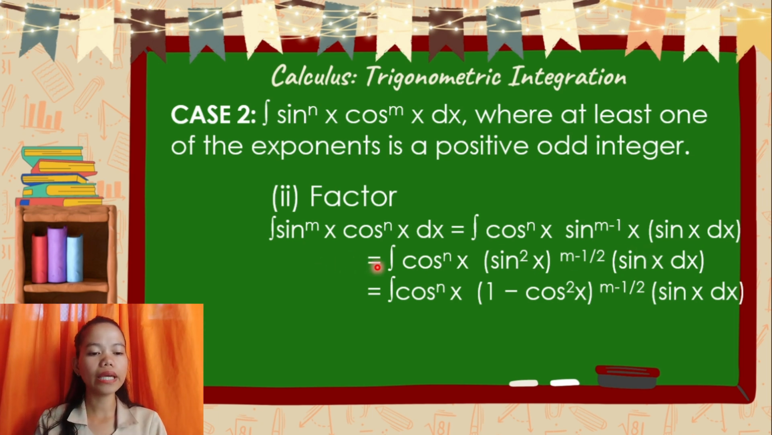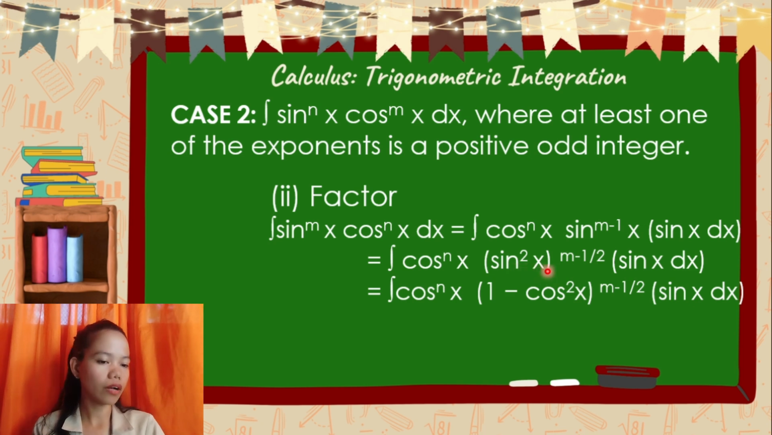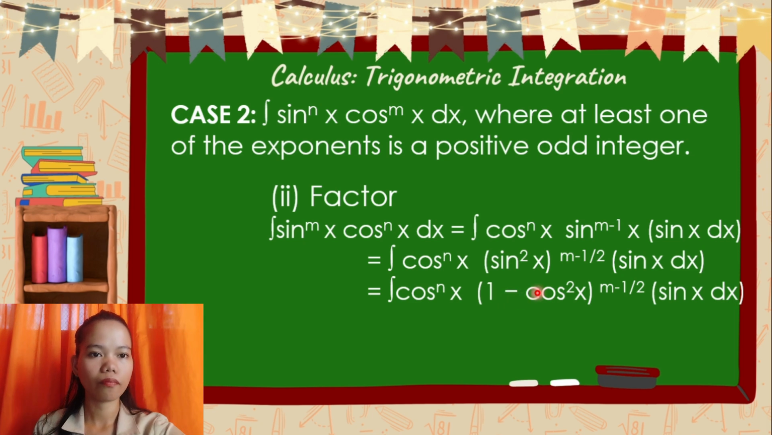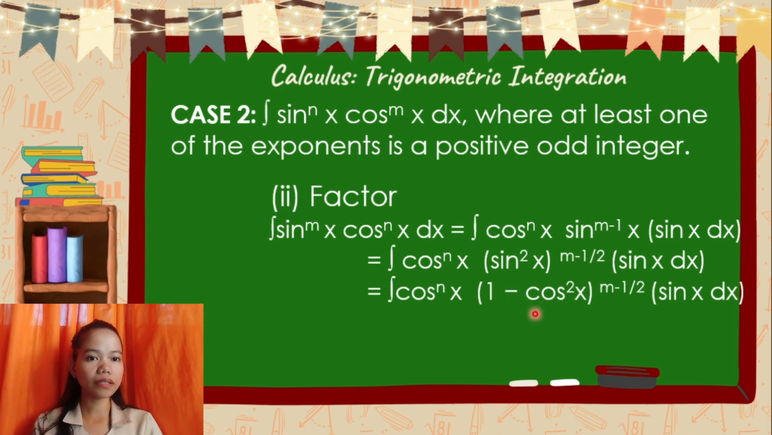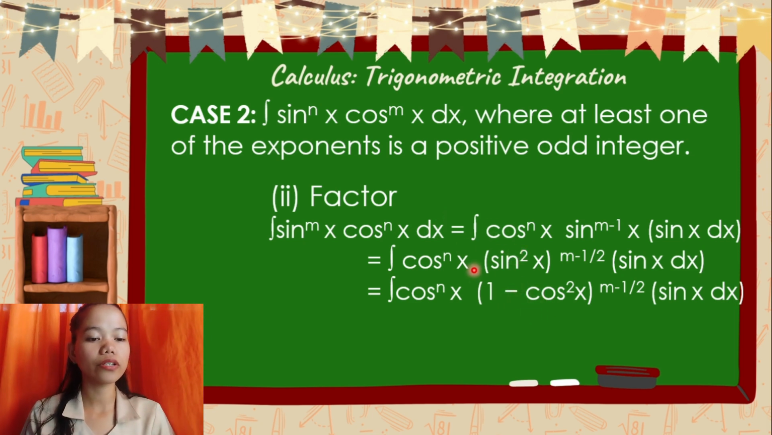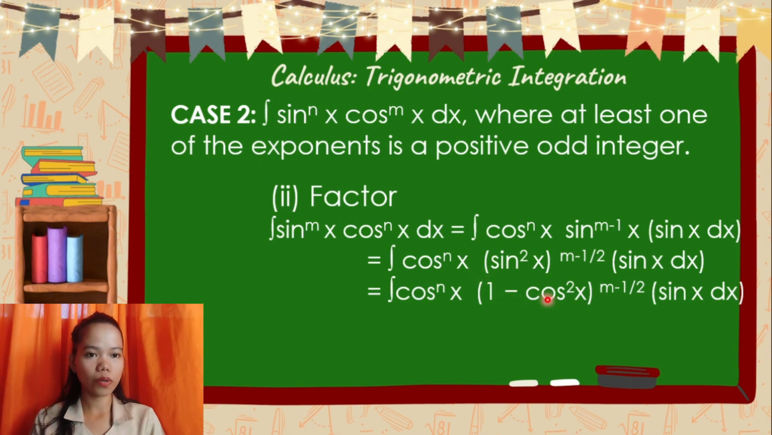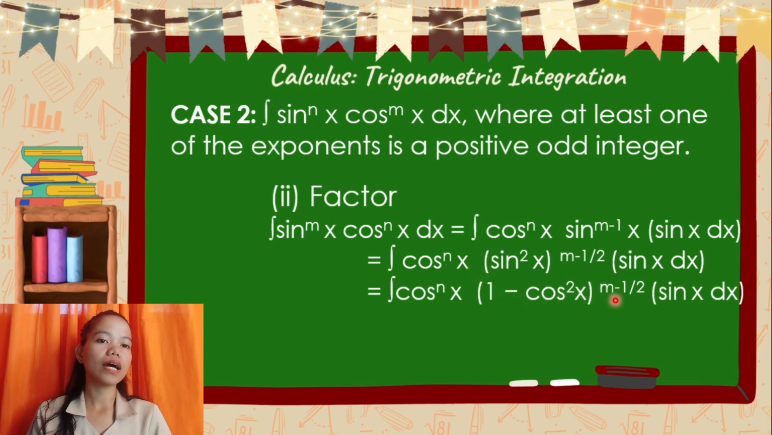Right after that, we're going to have the sine raised to the power of m minus 1 of x in the form of sine squared of x, the quantity of it raised to the power of m minus 1 all over 2. So what we have now is the integral of cosine n of x times the Pythagorean identity of sine squared of x, which is 1 minus cosine squared of x, the quantity of it raised to the power of m minus 1 all over 2, multiplied by sine x dx.